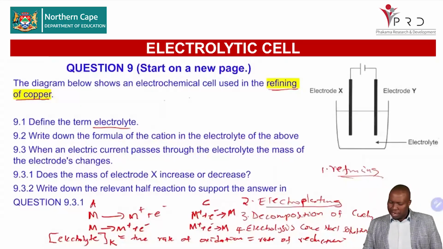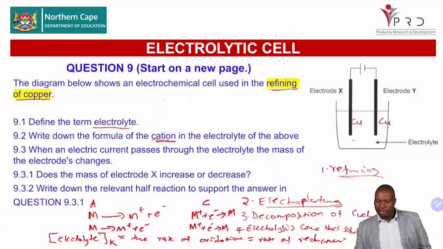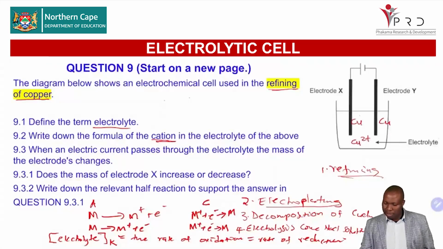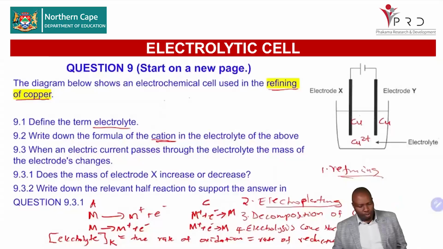And then write down the formula of the cations in the electrolyte of the above. Remember, we're having copper. It is purification of copper, which means we have copper and another copper. And definitely the cations are the positive ions, which is the copper 2+.